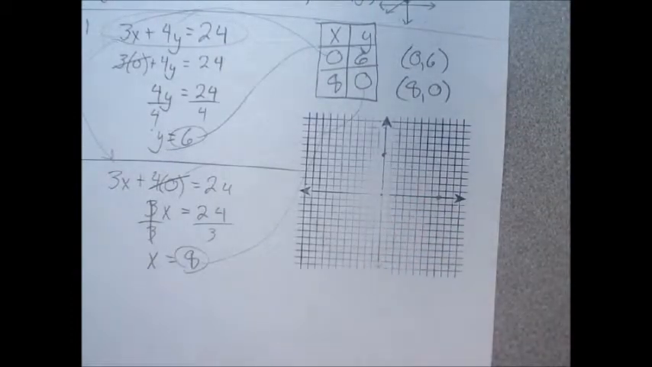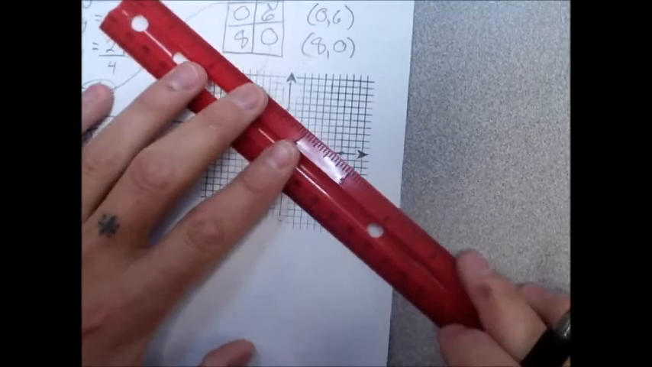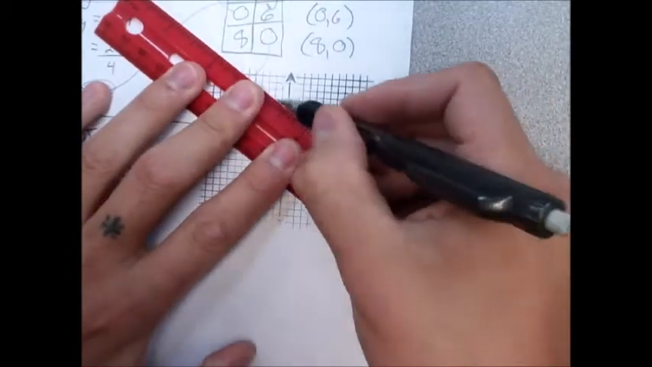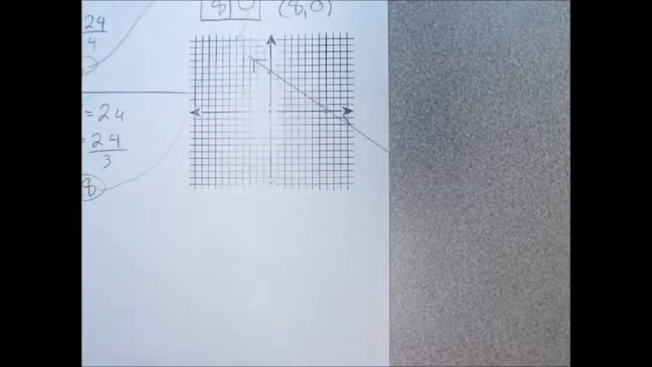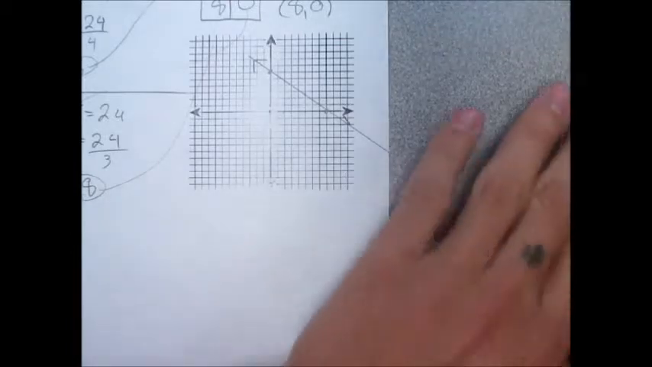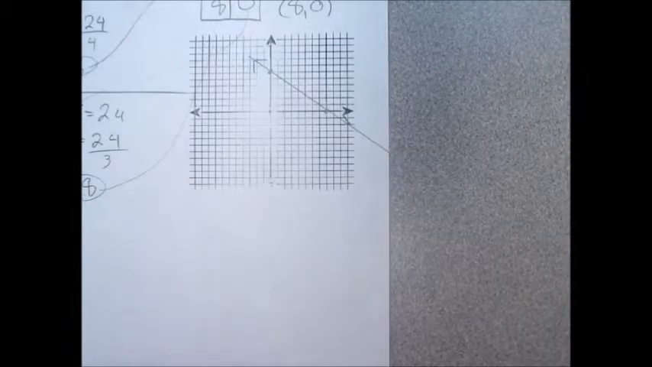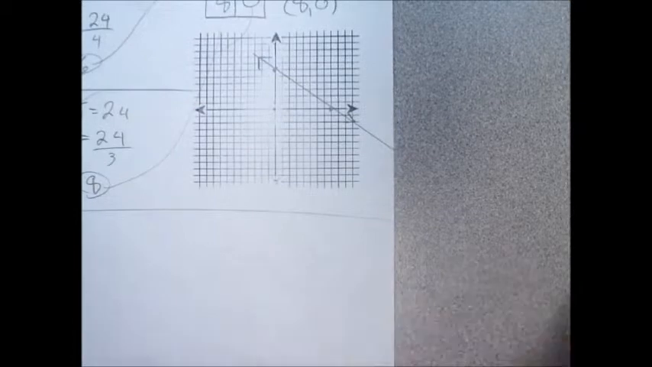Alright, there it is. So I just connect it with a straight edge, and make sure that your line has arrows, because all lines have arrows. Okay, any questions thus far? Pretty simple stuff. Glad to know.